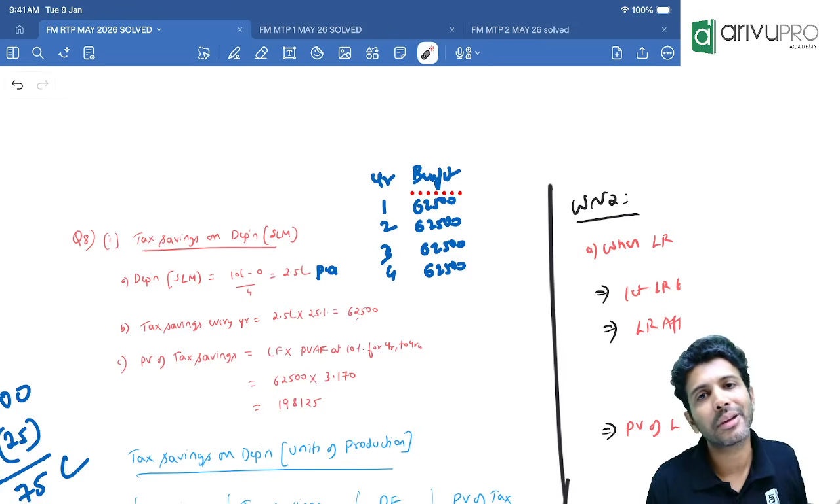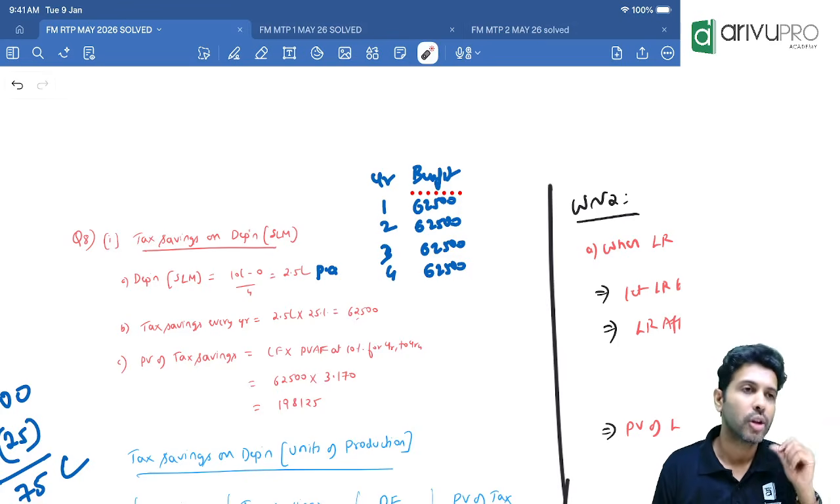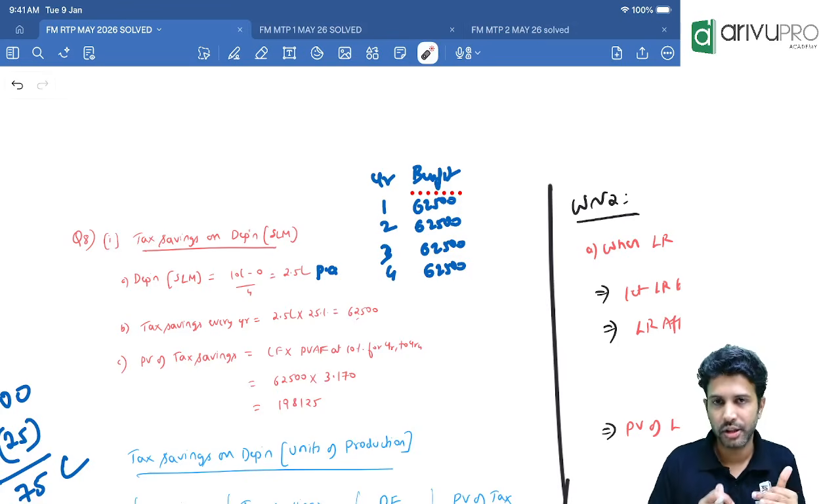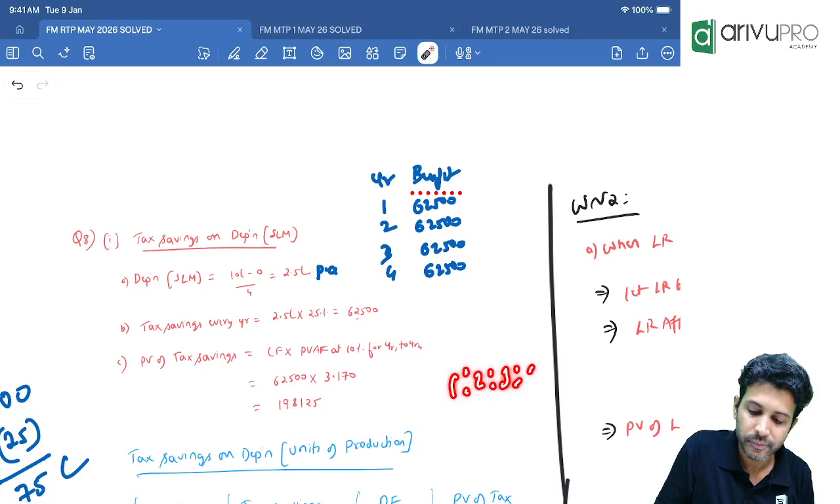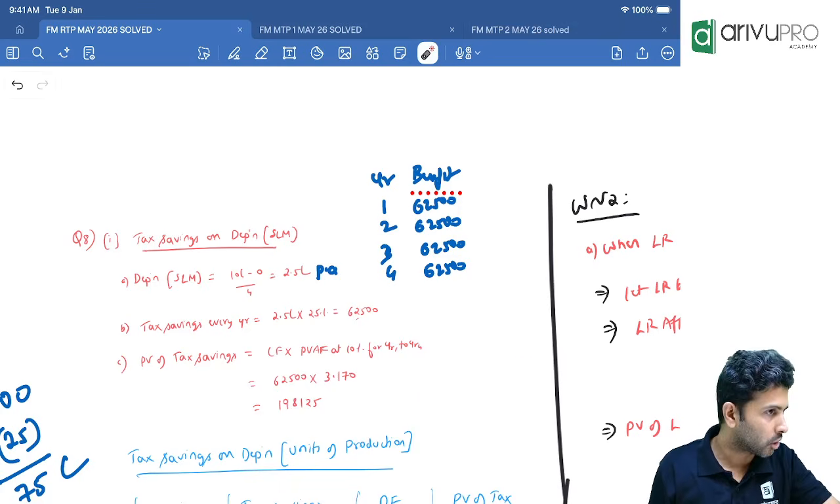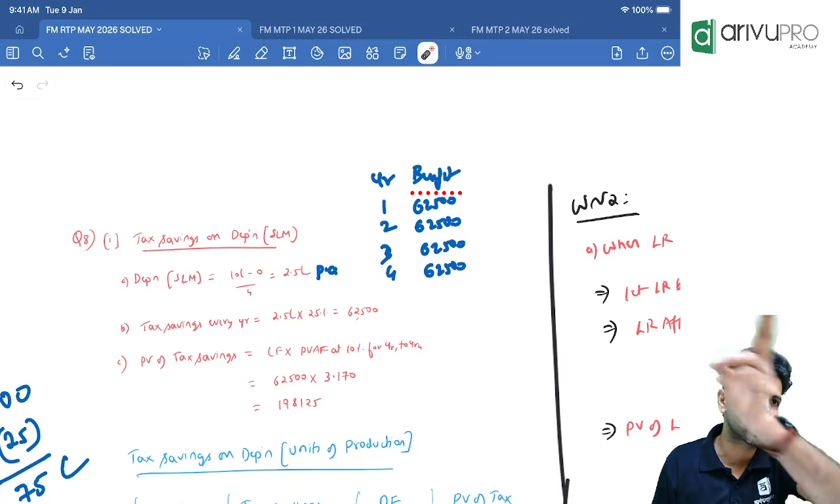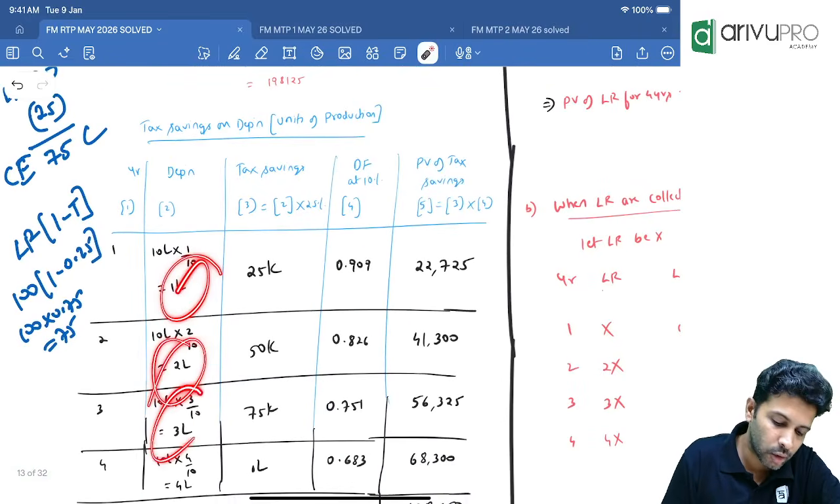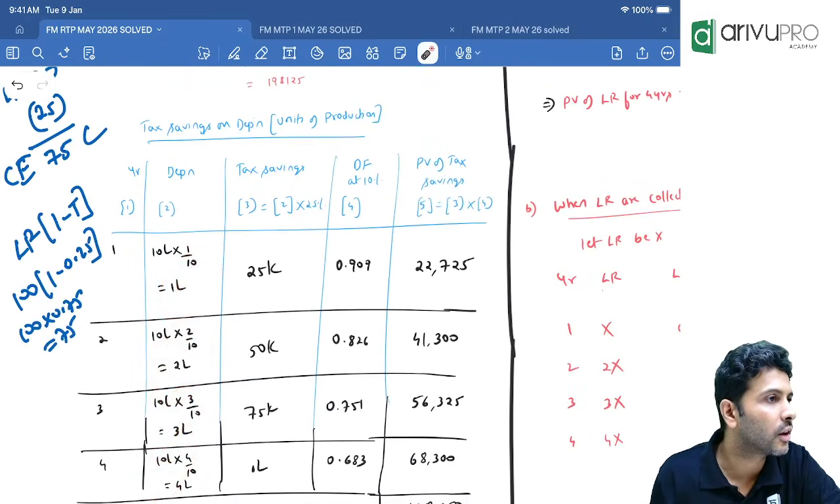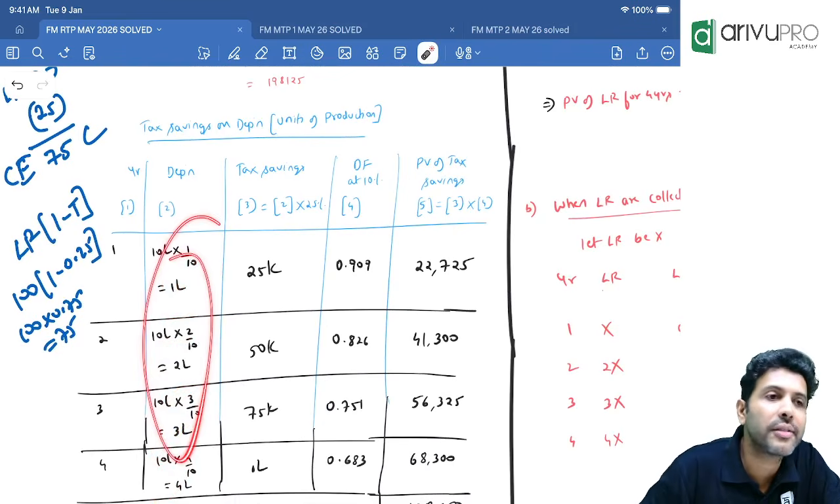Now what is one more method acceptable for depreciation? Units of production. In units of production, you will depreciate the asset based on production pattern. What is a production pattern? So the 10 lakh asset will be depreciated in the ratio 1:2:3:4. So what will be depreciation for first year? 1 lakh. Second year, 2 lakh. Third year, 3 lakh. Fourth year, 4 lakh. This is your depreciation every year.